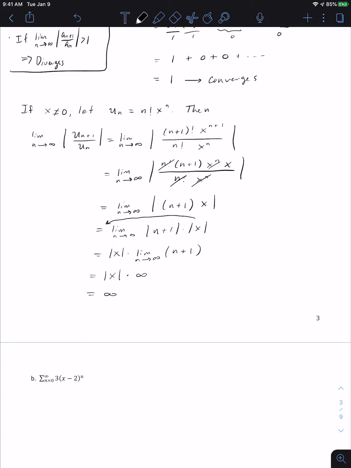So what have we shown? Remember, the idea was we're looking at the ratio test. If this is less than 1, then it converges. If it's greater than 1, then it diverges. Infinity is obviously greater than 1. So what does this mean? This means that by the ratio test, the series always diverges, regardless of what value I put in for x here.